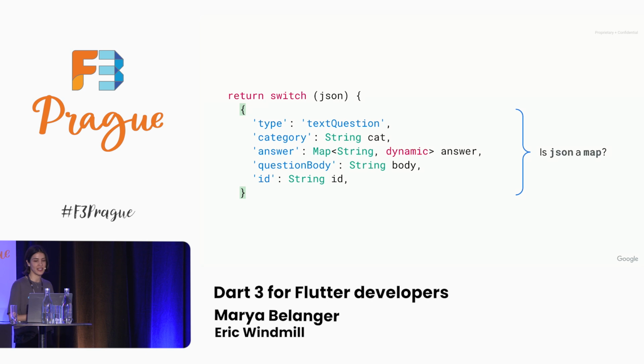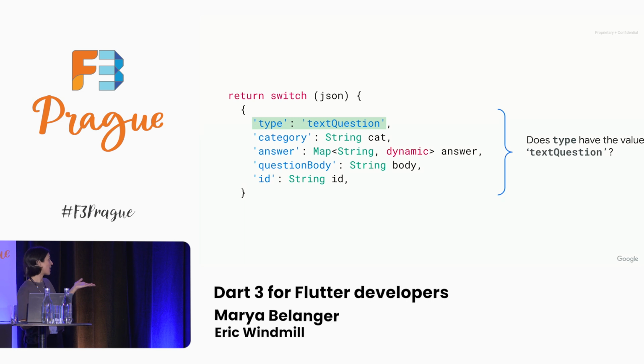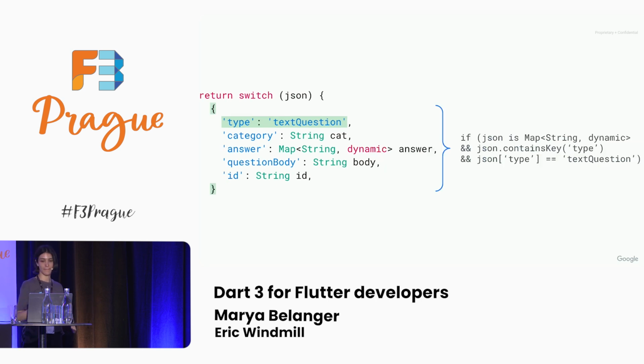So this first question is saying, is our JSON object a map? Because it sees those curly braces, and that means a map. And if it is, then it goes further in and starts iterating over the key value pairs. So does JSON have a key named type? And does type have the value text question? So the string text question here is a constant pattern, so it means it has to match that exact value.